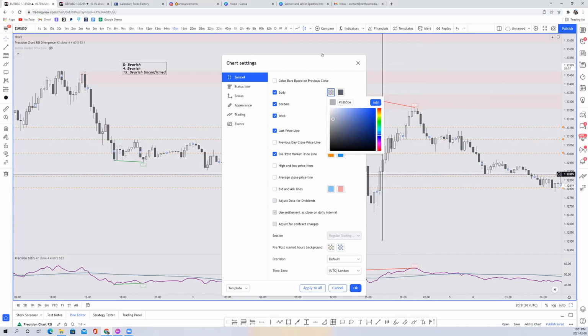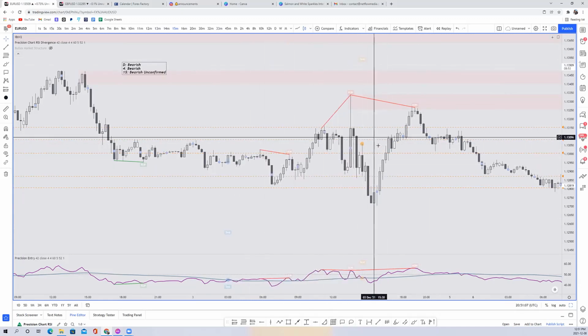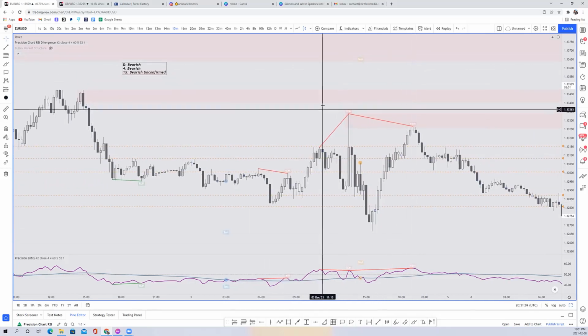Thank you, buddy. You bet, man. And supply and demand, I don't think is anything special. I think it's gray and pink with the opacity turned down.